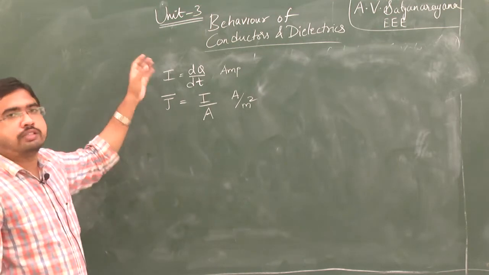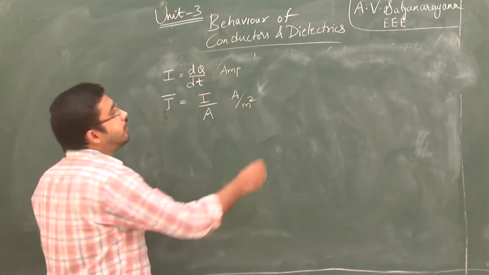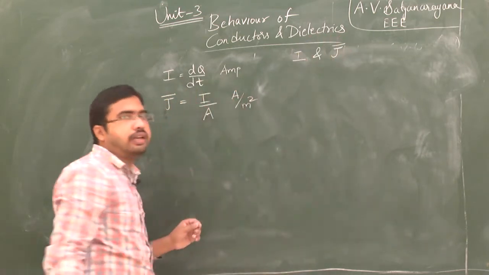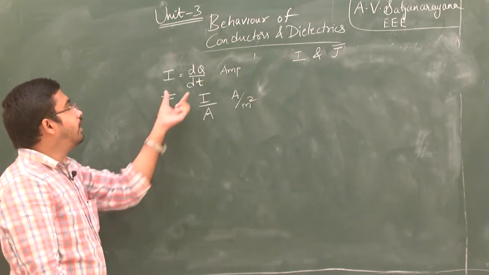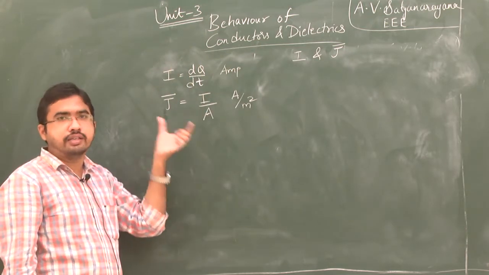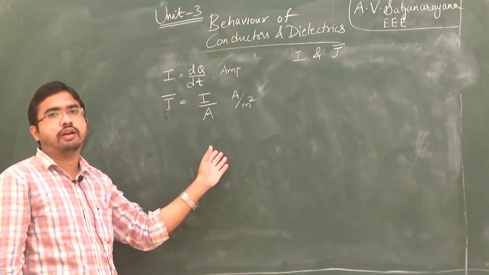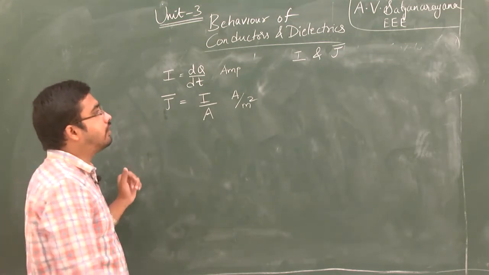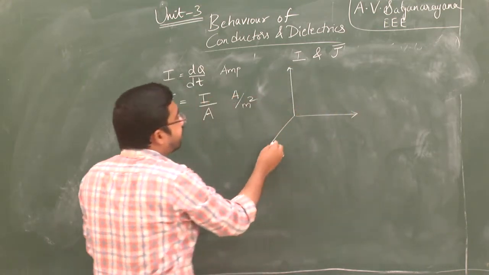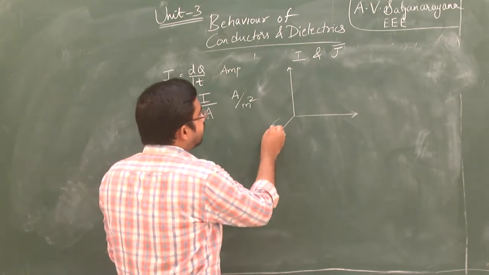So we have known what is meant by current and what is meant by current density J bar in vector form. Now we need to derive a relation between I and J bar. We generally know what is meant by current. We have introduced a new term called current density. Current density means current per unit area. Current flowing through unit surface area is called current density J bar. So for that, let us take a surface, because we have defined current density as current flowing through unit surface area.